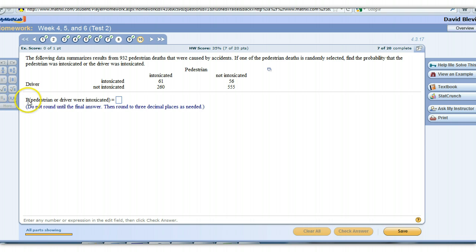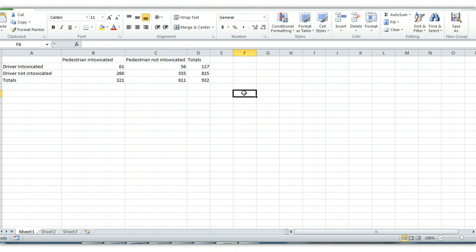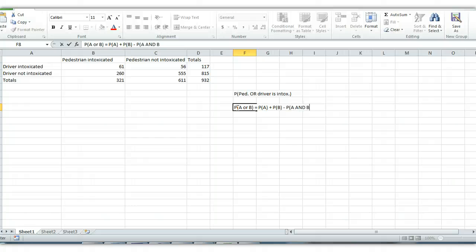Back to the problem. It says determine the probability a pedestrian or a driver were intoxicated. Remember this is an or problem, so the probability of A or B equals the probability of A plus the probability of B minus the probability of both A and B. So what does that mean in this context?